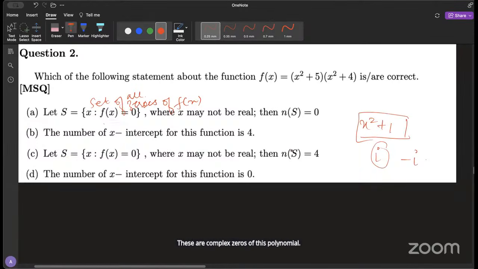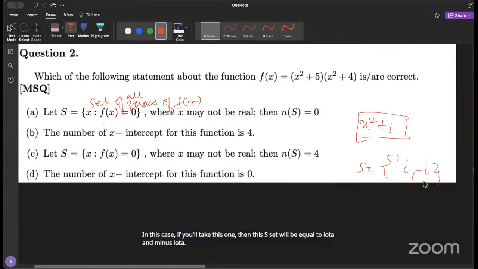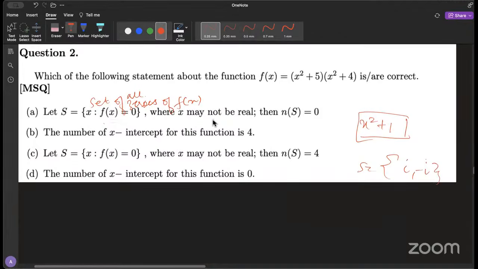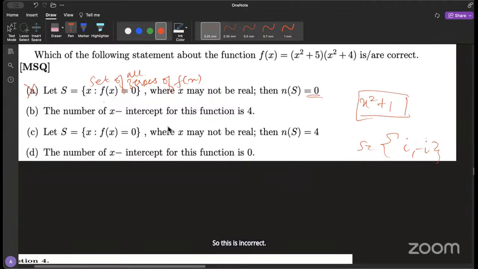First of all, we don't have real zeros. So in this case, if you take this one, then this set S will be equal to iota and minus iota. The option says n(S) equals 0, but this is not 0, right? It simply is testing whether you know that there could be zeros that are not real. Non-real zeros is the concept it's trying to test. So this is incorrect.